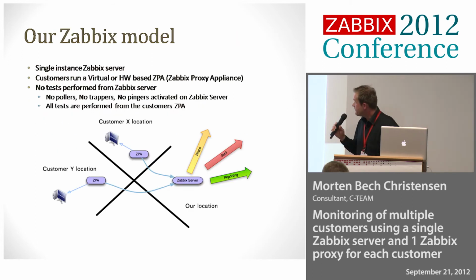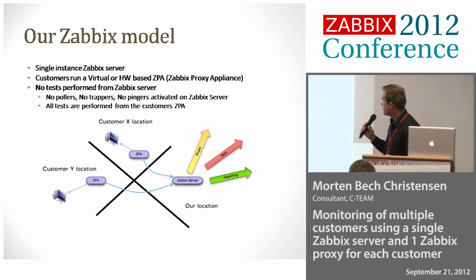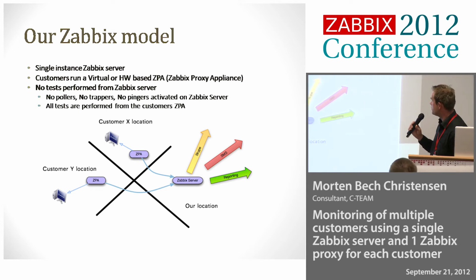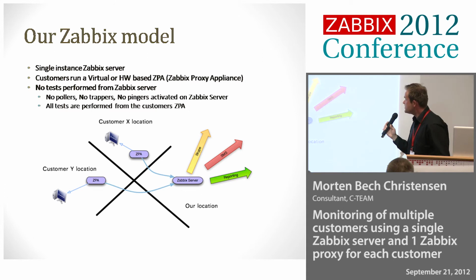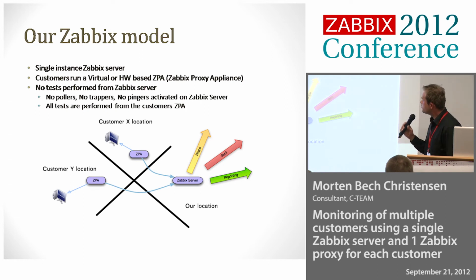So we have a single instance Zabbix server. Our customers all run the virtual Zabbix Proxy Appliance at the moment. No test is performed from the Zabbix servers. There are no pollers, no trappers, no pingers activated on the Zabbix servers. All tests are performed from the customer's appliances behind their own firewalls.